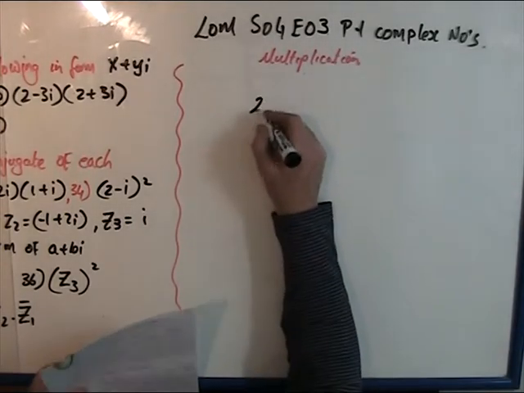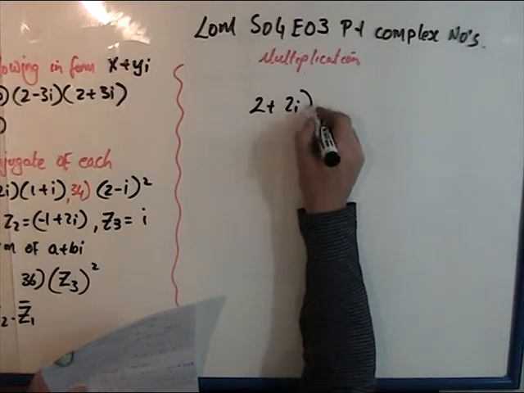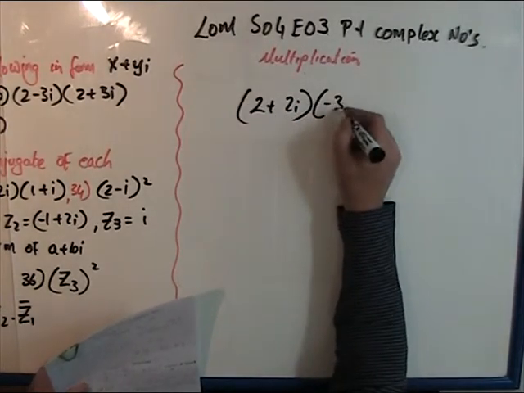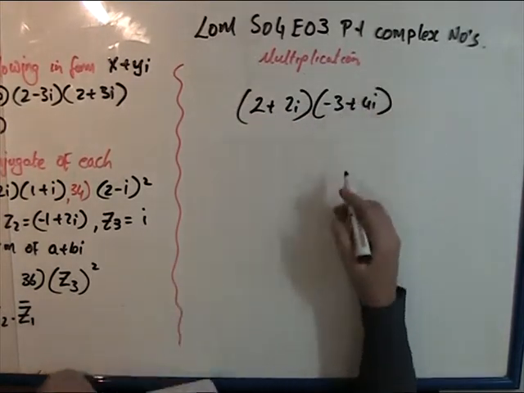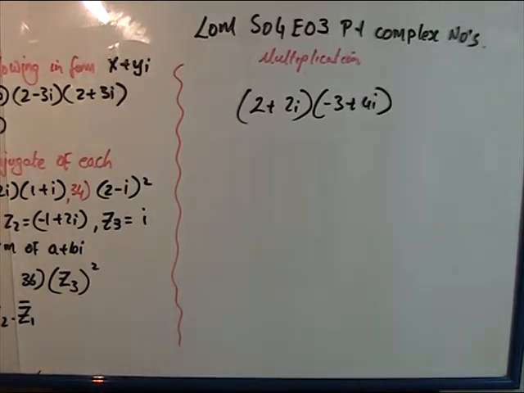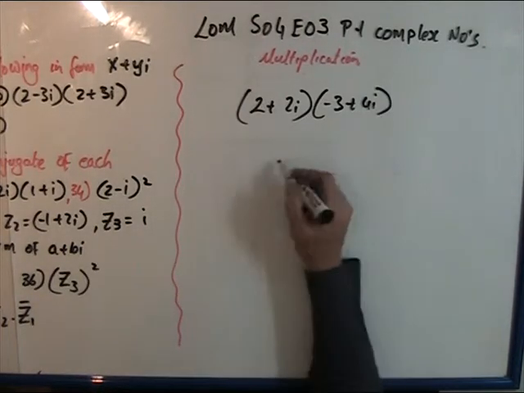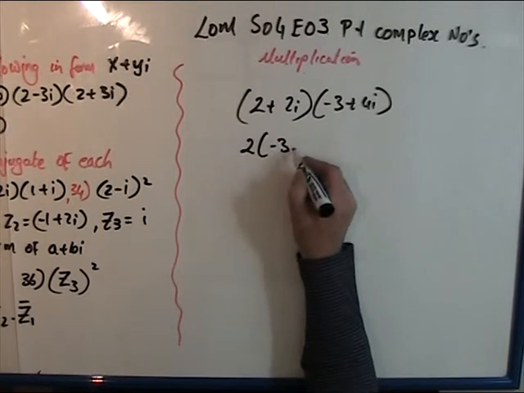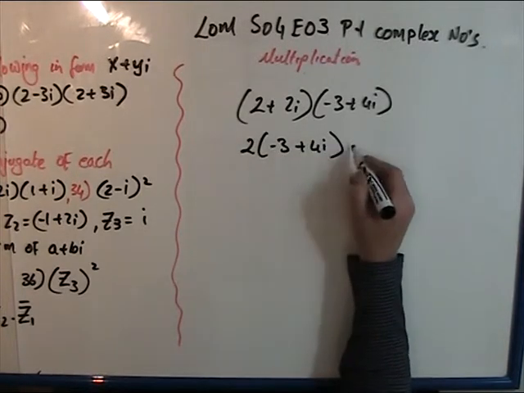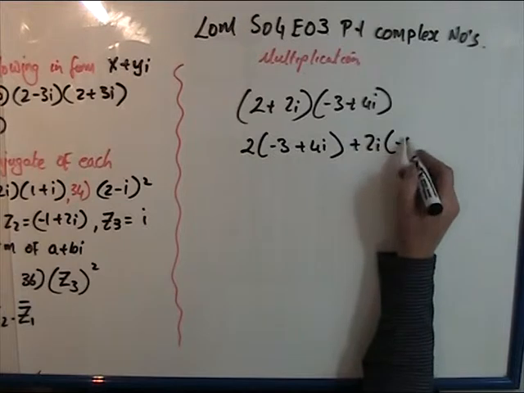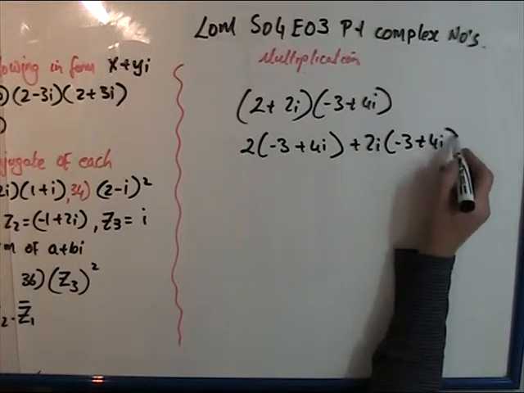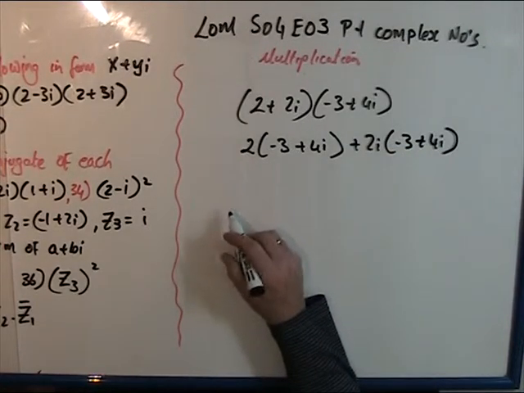So if we have 2 plus 2i and we're multiplying it by minus 3 plus 4i, we just multiply normally. That means we just multiply as we would x and y. So it's 2 times minus 3 plus 4i. We don't change the parts here, so that's one thing you have to remember. Multiplication is just the same as ordinary algebra.